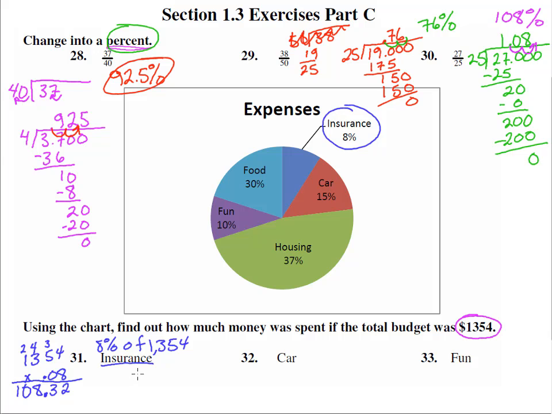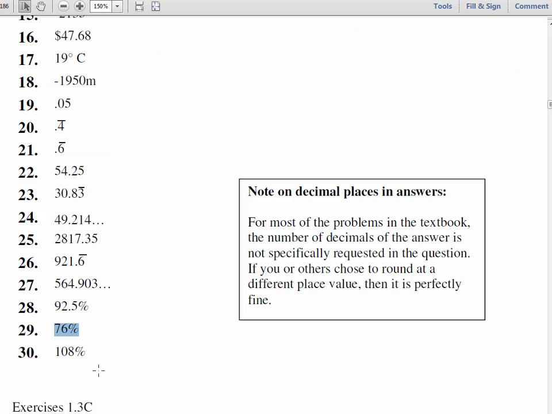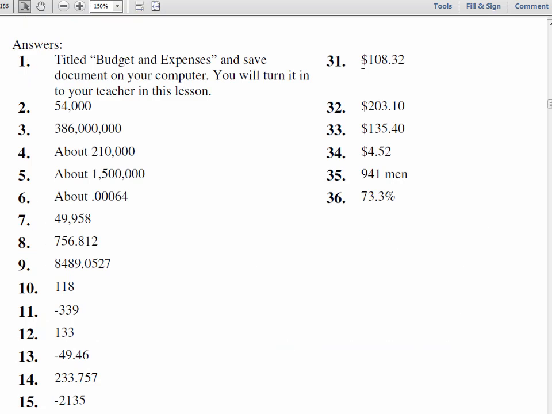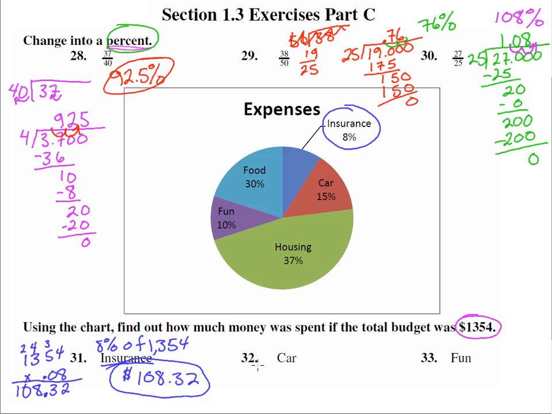So the insurance is 108.32. And we are in dollars. So $108.32. Let's check our answer. For number 30, it was 108%. And for number 31, yep, $108.32 indeed. Number 32 was the car.